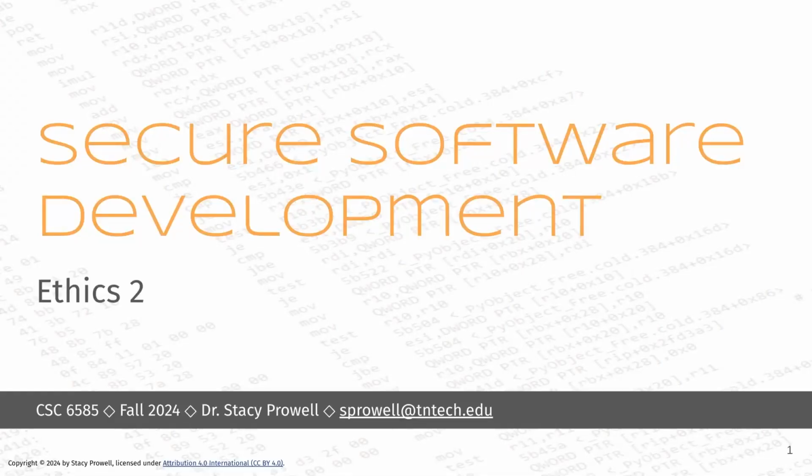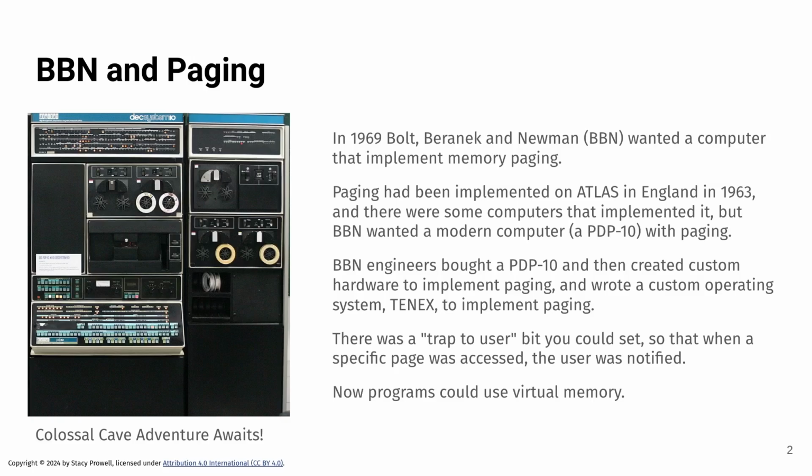We're going to begin the way we begin every class, by talking about BBN and paging. In 1969, BBN wanted a computer that would do memory paging. They wanted to use virtual memory. So they had a PDP-10, but PDP-10s didn't have virtual memory and paging. Now, paging existed. It had been around and in implementation since 1963. Atlas was the first computer to have paging implemented on it, but the PDP-10 didn't.